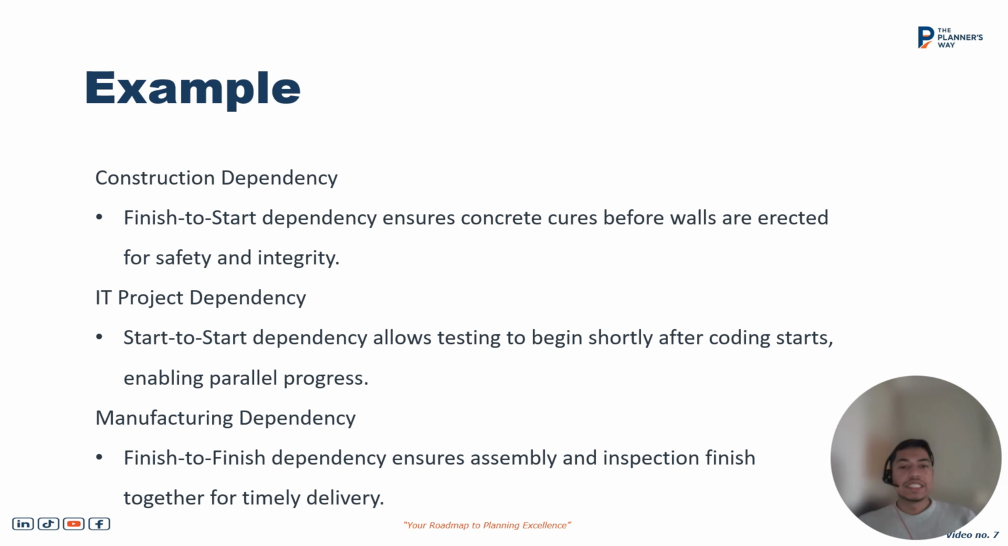The second is testing beginning shortly after the coding starts. These two tasks have a soft dependency, you can say. We can start one after another or we can do them simultaneously. Once the coding starts, we can begin testing those codes and they can run in parallel. Manufacturing dependency: once we complete the inspection, having inspected all the items, then the assembly of the item will be completed, which will be finish to finish.